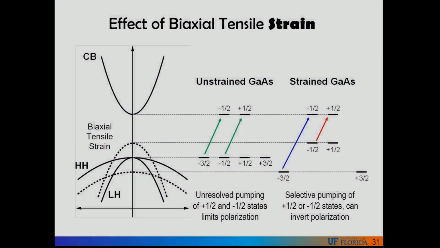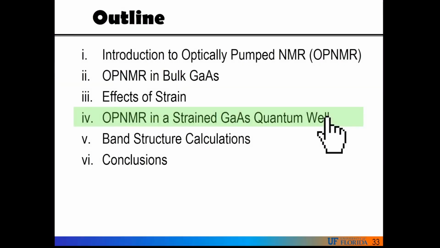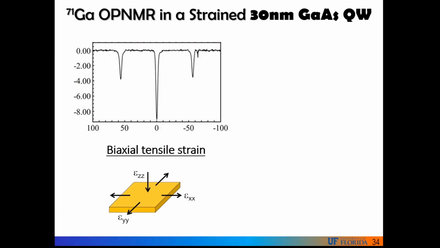Then we have the effects of strain, which I've already mentioned. And you can see when we compare bulk gallium arsenide to the 30 nanometer strained quantum well, they're quite radically different. You see a shift of the band gap. You see these rapid inversions of the nuclear polarization, very dramatic oscillation in the sign even. And now I'll go to the band structure calculations.